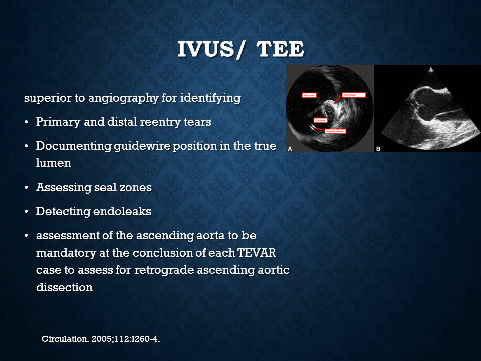IVUS is superior to angiography for identifying primary and distal re-entry tears, documenting guide wire position in the true lumen, assessing seal zones, and detecting endoleaks. Assessment of the ascending aorta is mandatory at the conclusion of each TEVAR case to assess for retrograde ascending aortic dissection.